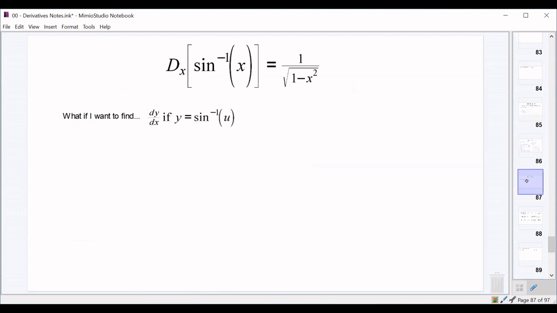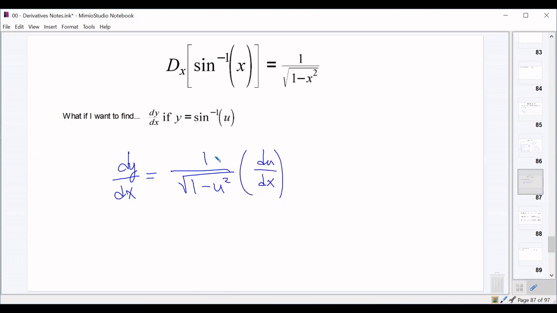Just like all of our other derivative rules, the chain rule can be applied within. So if I wanted to find the derivative of the inverse sine of a function, u, we would just say this is equal to 1 over the square root of 1 minus u squared times the derivative of u with respect to x. So it's the derivative of inverse sine evaluated at u times the derivative of u in terms of x. And this is just an application of the chain rule for inverse trig functions. We'll see a bunch of examples of this in a minute.